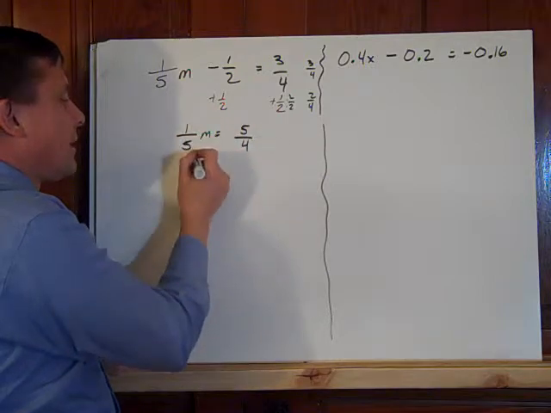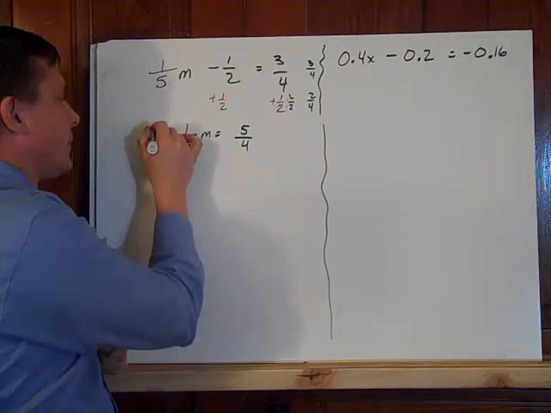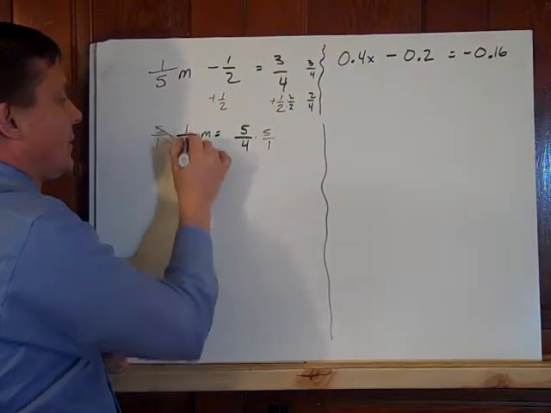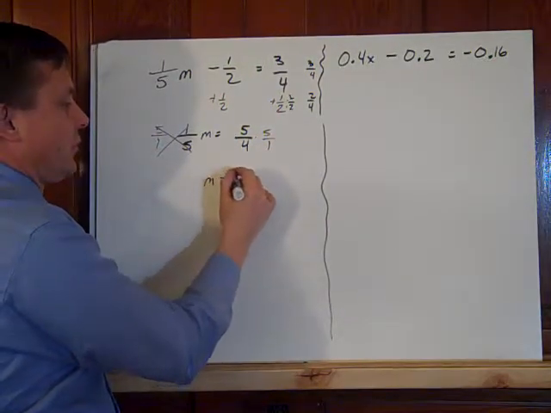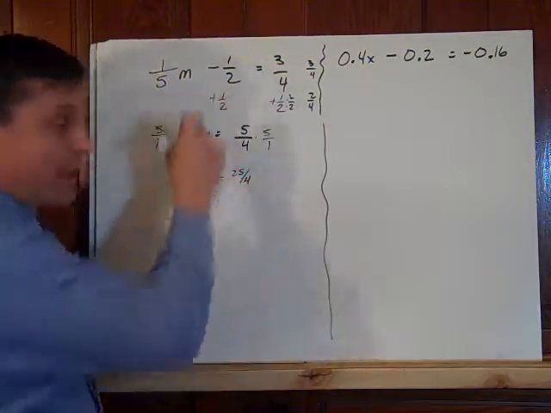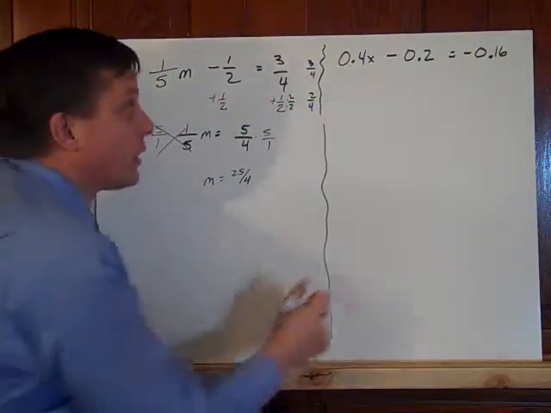So I need to divide by a fifth, or I can do anything I want. If I multiply by 5/1, which is dividing, I get m equals 25/4. In the interest of time, I'm not going to plug it back in, but it would work.